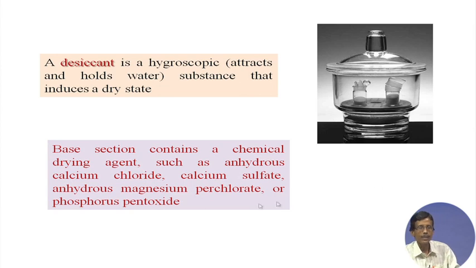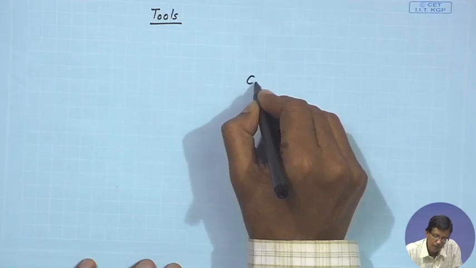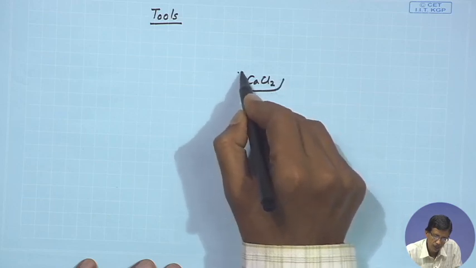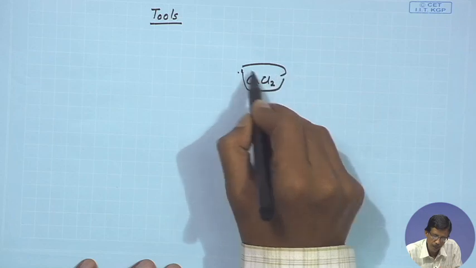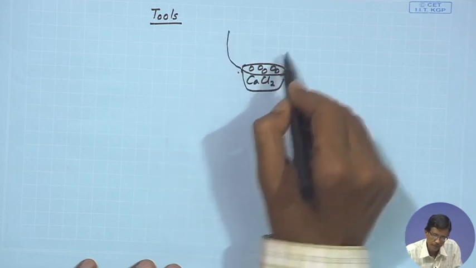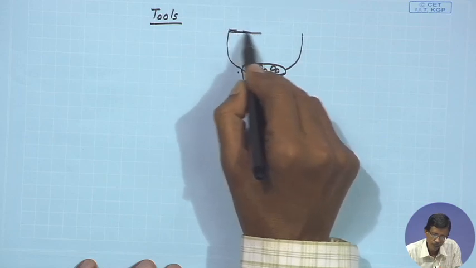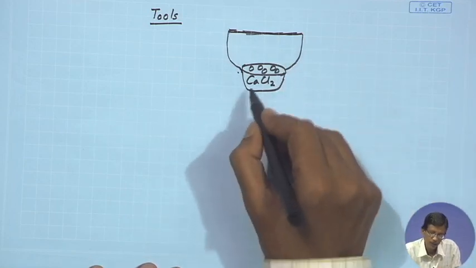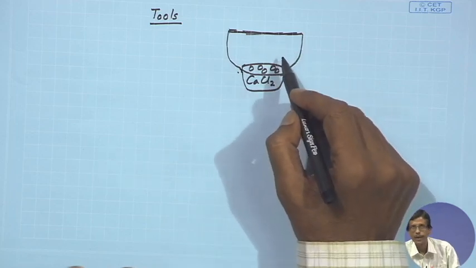So, what is the base section? Basically, the base section contains a chemical drying agent. As I told you, it can be anhydrous calcium chloride, it can be calcium sulfate or anhydrous magnesium perchlorate or phosphorus pentoxide. So, we can have some amount of solid calcium chloride in this particular base, and above that we have this porcelain disc with some holes over it, and this is the base where we put the sample. So, this keeps a very dry atmosphere inside the desiccator.